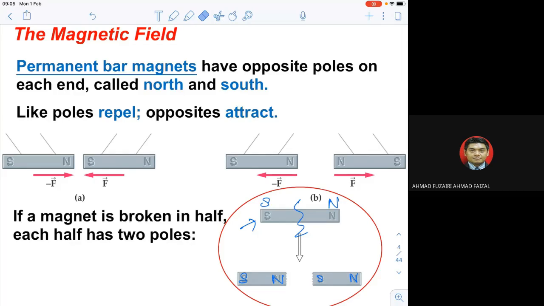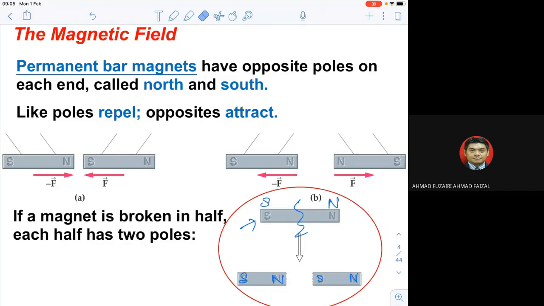Definitely the permanent bar magnet will have its poles, and the opposite poles are called north and south, kutub utara and kutub selatan. Like poles will repel and opposites will attract. The same goes for charge: a positive charge meeting a negative charge will attract, and a positive charge meeting a positive charge will oppose. If a magnet is broken in half, each half has two poles.